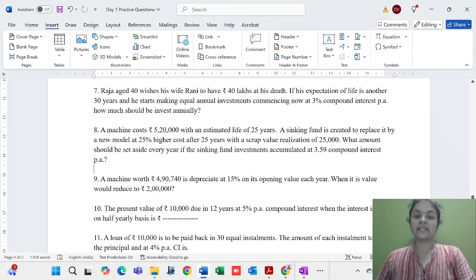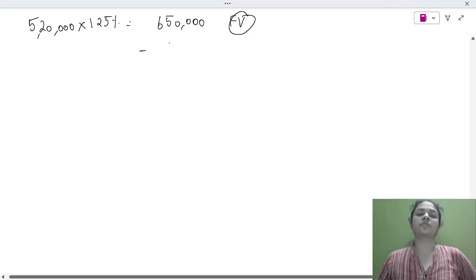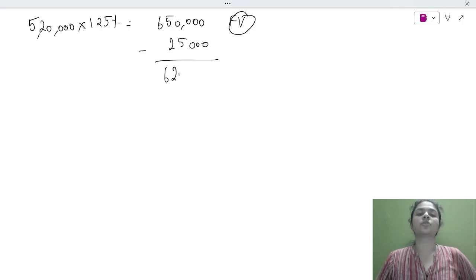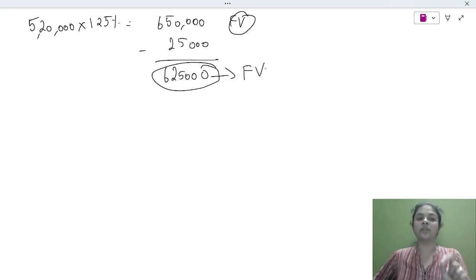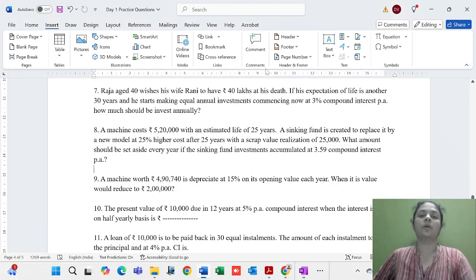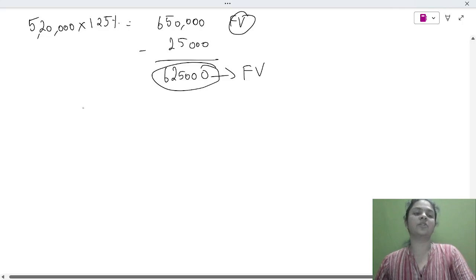In this there is a scrap realization of 25,000. So which means I am already going to get, by selling this old machine, I will get 25,000. So totally I need to spend how much? Future value required is 6,25,000. I need to invest 6,25,000 today or in the future? In the future. Okay. What rate of interest? 3.59 rate of interest. How many years? 25 years. So balance all is given to you. R is 3.59%.